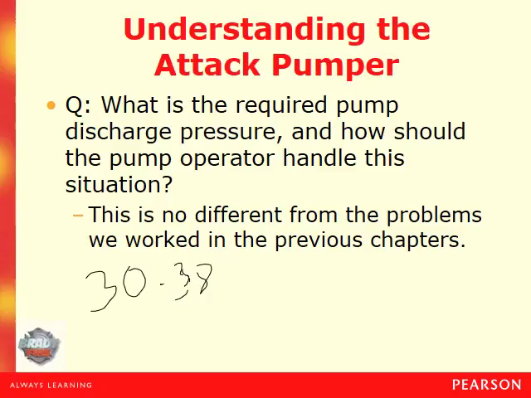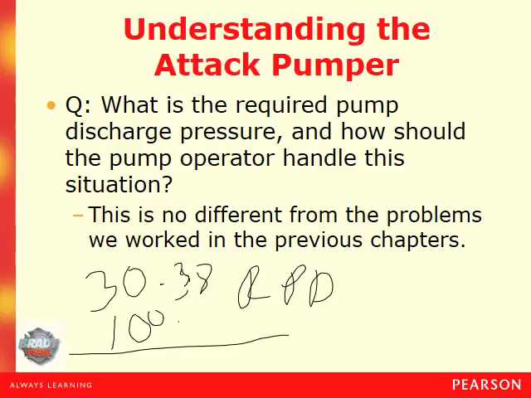Now remember, we also have to figure in our nozzle pressure, which is 100. So to get the required flow, it's going to be 100 plus 30.38. So our required PDP is going to be 130.38.